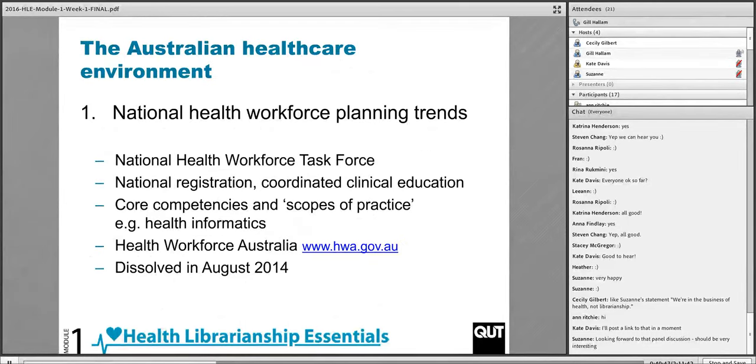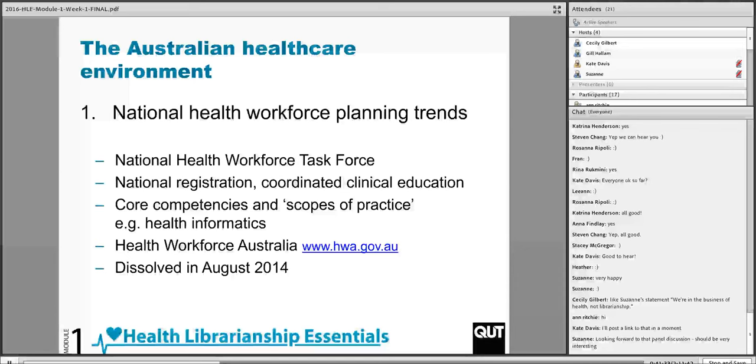So in terms of the environmental scan, the aspects that we considered here were the National Health Workforce Planning trends. So at that time, in 2011, there was a lot happening around the National Health Workforce Taskforce. That's quite a mouthful. Looking at national registration, coordinated clinical education, etc. Looking at health informatics, as in what was the relationship between health librarianship and health informatics. So Health Workforce Australia was undertaking a lot of research in that area. However, due to funding situations, it was actually dissolved a couple of years ago. But the work that they did was still pretty valuable.